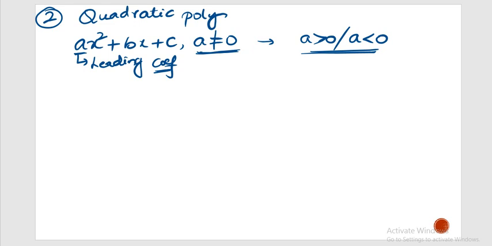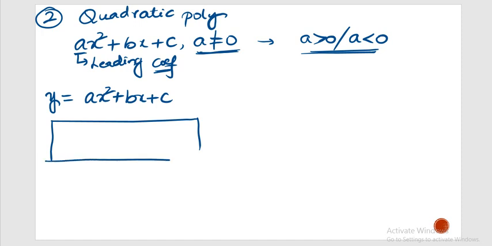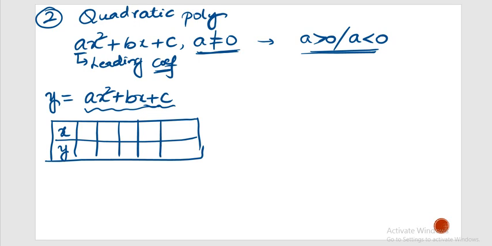Now to represent this, we are going to consider the given quadratic polynomial as y. So y is equal to ax square plus bx plus c. If you want to represent this particular graph, we are going to consider the values of x one after the other and substitute in this, and we will get the corresponding y values, right? Likewise we are going to find the points to draw the graph.